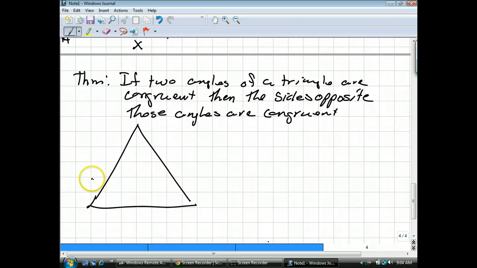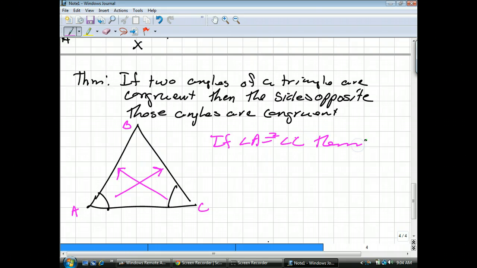So this one says, if this is congruent to this, then we know that side is congruent to that side. So it basically says if angle A is congruent to angle C, then segment AB is congruent to segment BC. Okay? All right, so let's look at a couple of example problems.